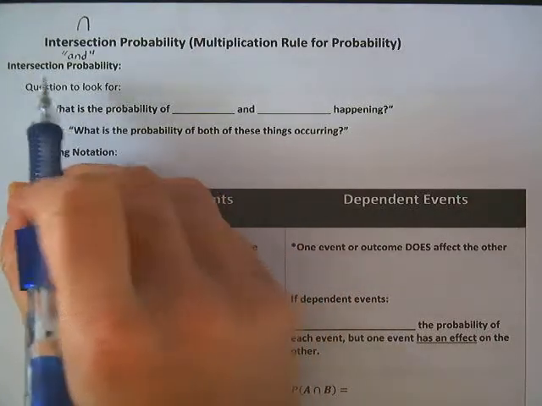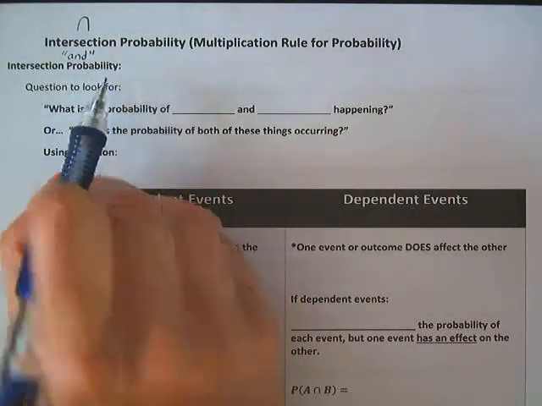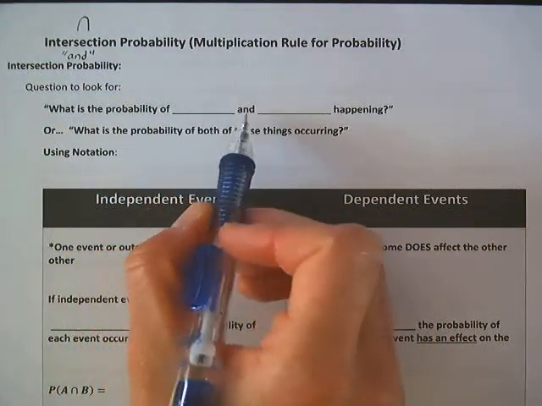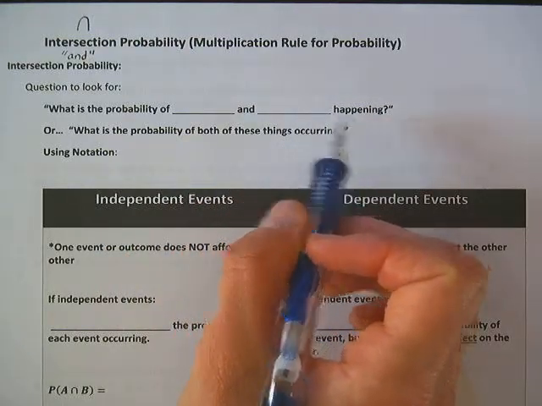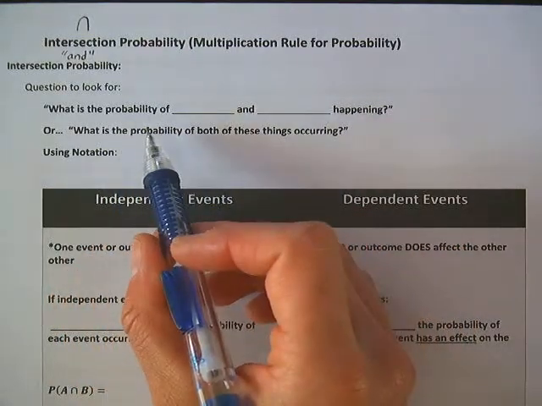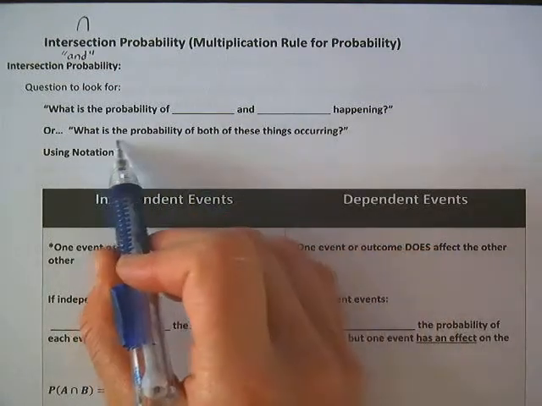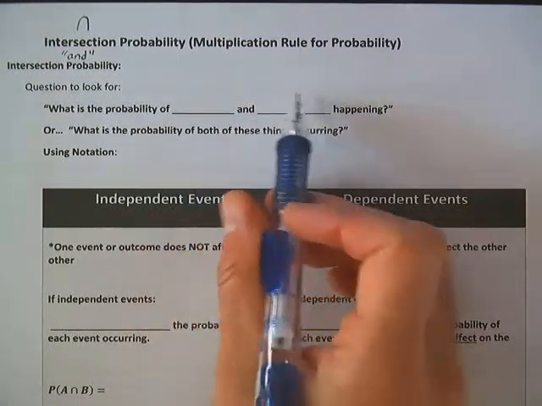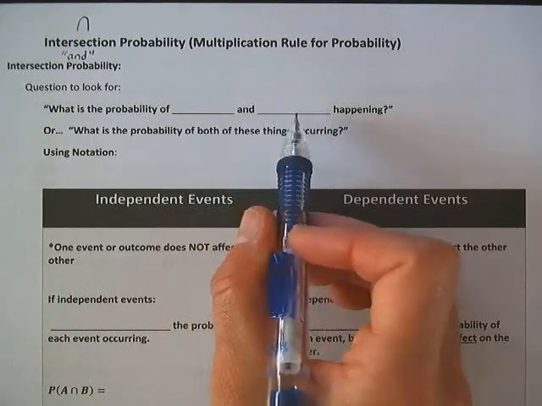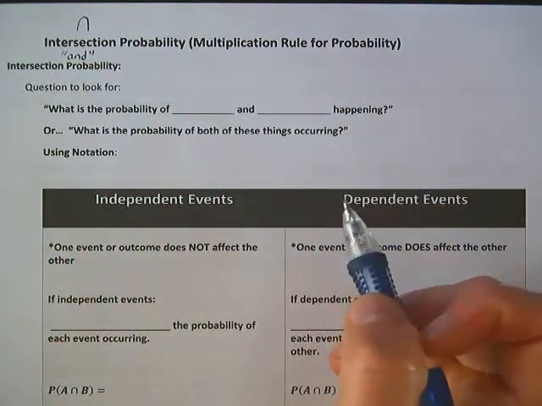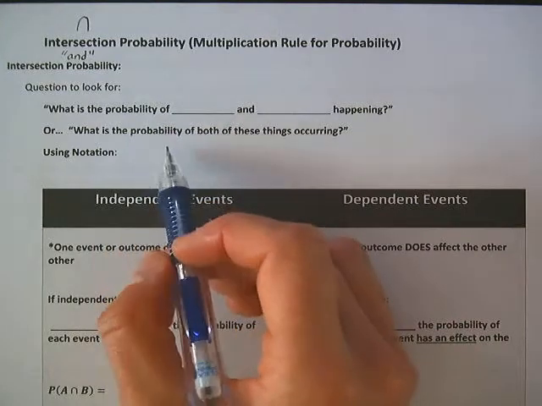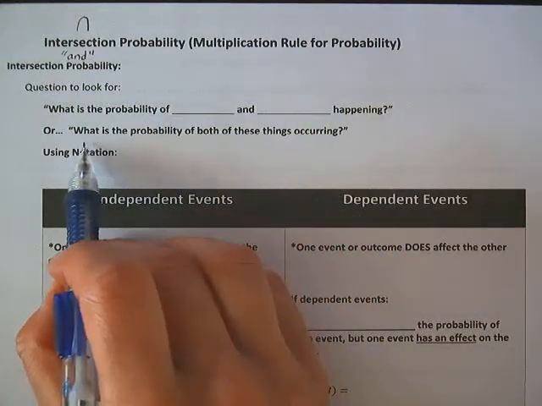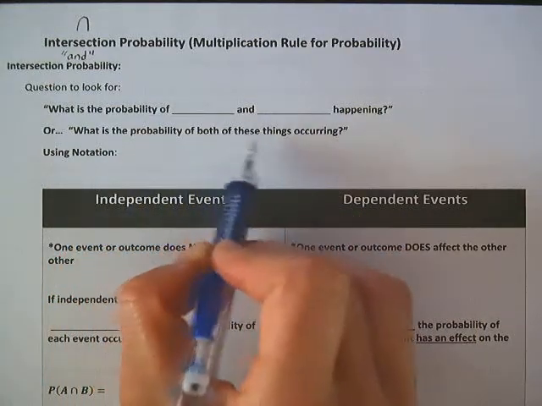So the question to look for to know it's one of these types of problems, because it will work differently, is it says, what is the probability of this and that happening? And so what you're looking for is they're going to say, what's the probability of both of these things happening? So that's actually another way that they can phrase it, if you're wanting both this and something else to happen at the same time, then it's an intersection problem and you actually have to do it differently. Okay, so those are the two questions to look for: what is the probability of this and that happening, or what is the probability of both of those things happening.